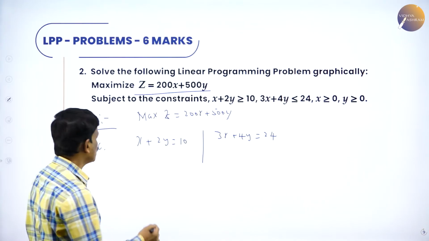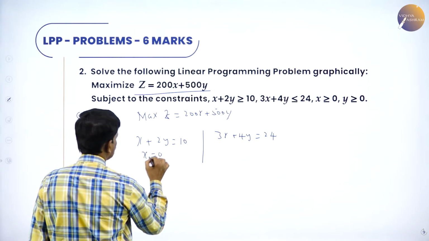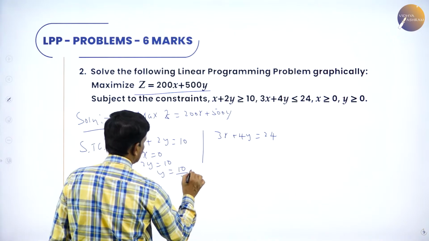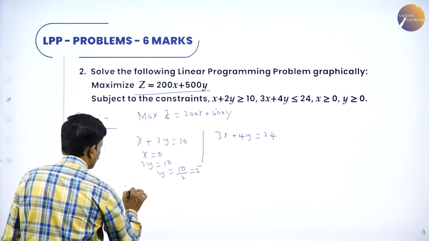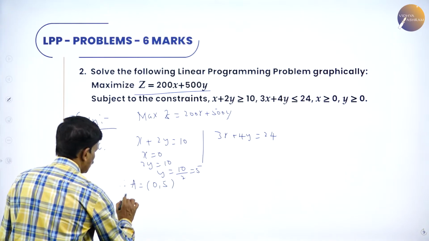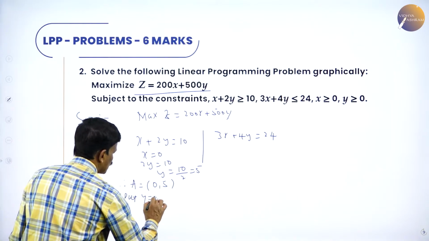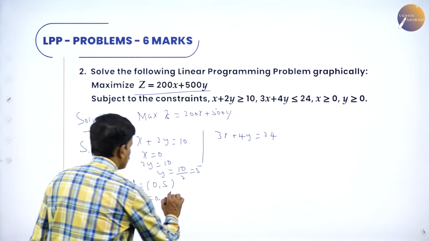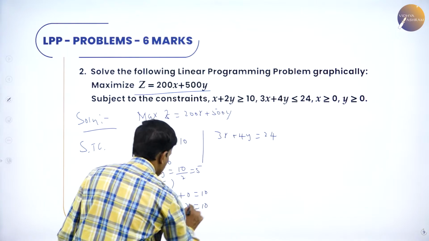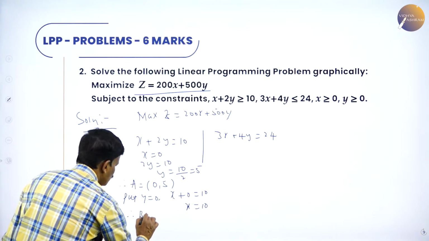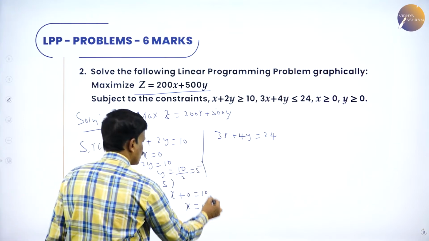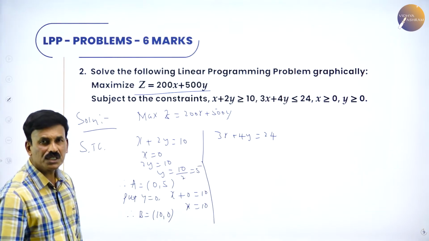Now, as usual, put x equal to 0. You will get 2y equals 10, y equals 10 by 2, which is 5. So the first point A is 0 comma 5. Similarly, put y equal to 0. Then x plus 0 equals 10, x equals 10. Therefore, the point B is 10 comma 0. Okay.